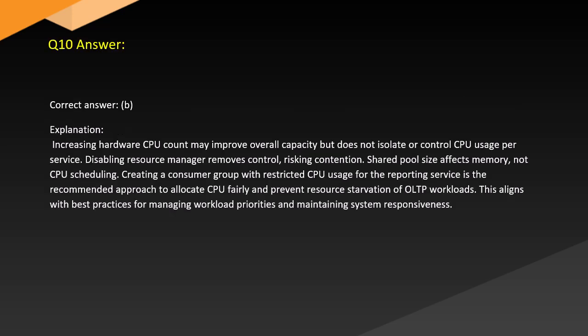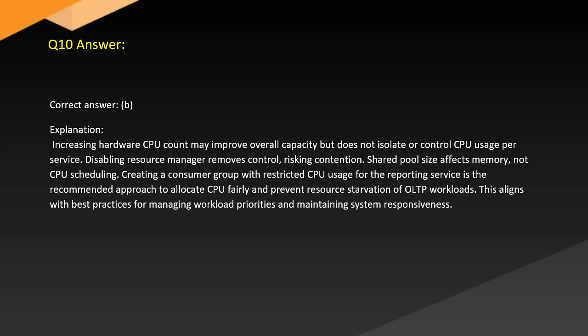Answer. Correct answer: B. Explanation. Increasing hardware CPU count may improve overall capacity but does not isolate or control CPU usage per service. Disabling resource manager removes control, risking contention. Shared pool size affects memory, not CPU scheduling.